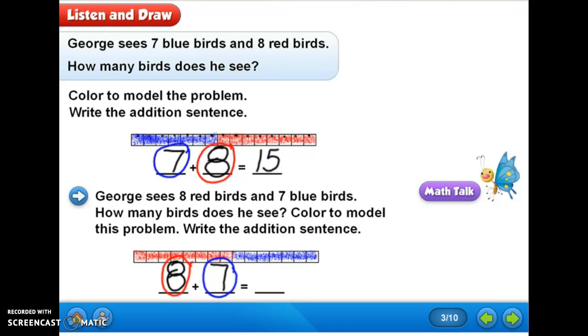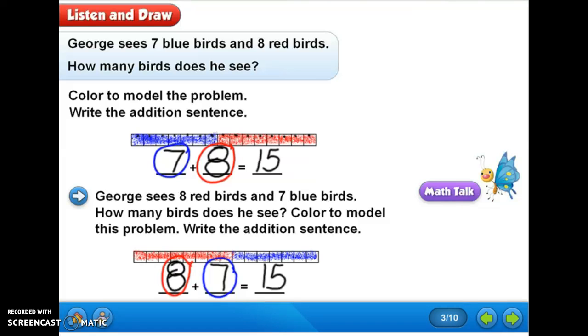So if 7 plus 8 equals 15, and all I did was switch the order of my additives, then what would 8 plus 7 equal? Did you say 15? That's right. It equals 15. So boys and girls, even if we switch the order of the additives, the answer or the sum stays the same. All right, let's do a few more to practice together.